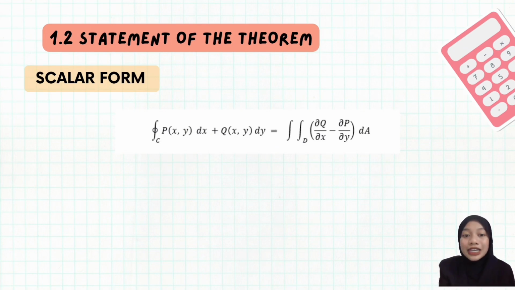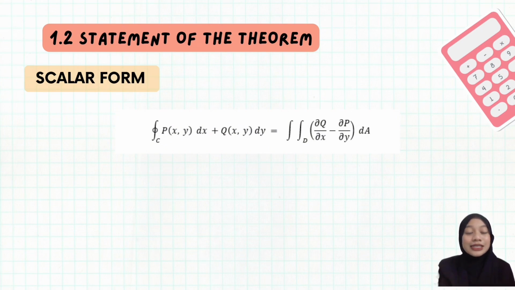So, the line integral around curve C of P dx plus Q dy equals the double integral over region D of open bracket partial Q with respect to x minus partial P with respect to y close bracket dA. So this equation tells us that instead of computing a line integral around a closed curve, we can compute a double integral over the region it encloses, which is often simpler.